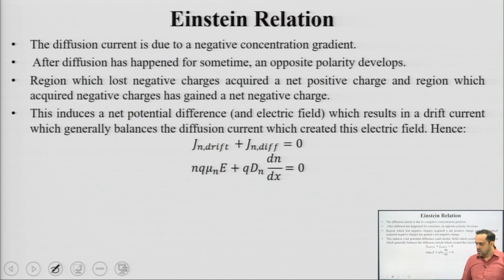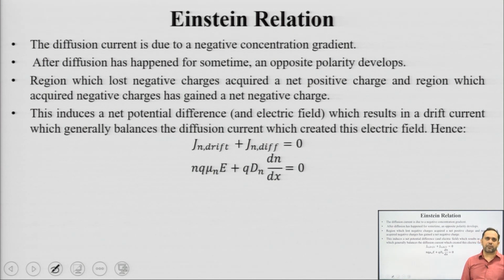Okay. So, once we have the current components, let us see a very important relation which is generally applicable whenever there is diffusion current. It is known as Einstein relation. It relates two very major parameters. It relates the diffusion coefficient with the carrier mobility. Both are very important parameters. Diffusion current, as we know, is because of a negative concentration gradient.